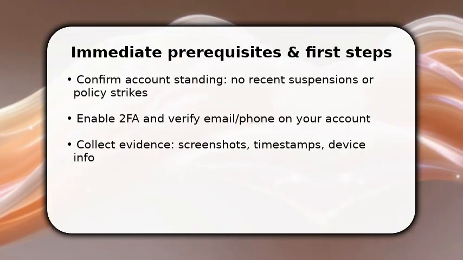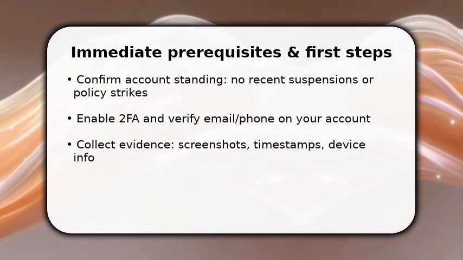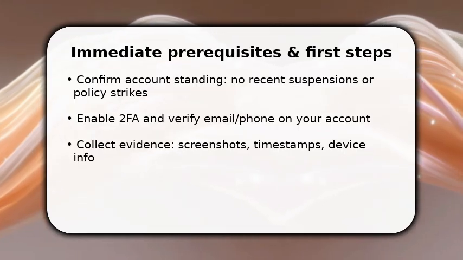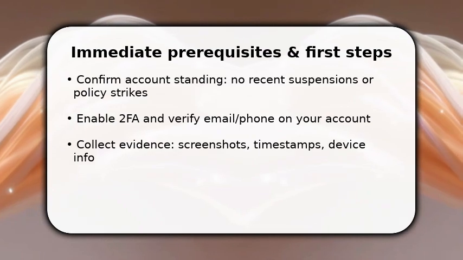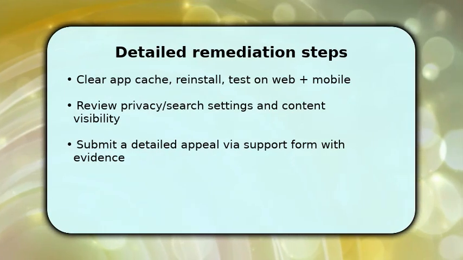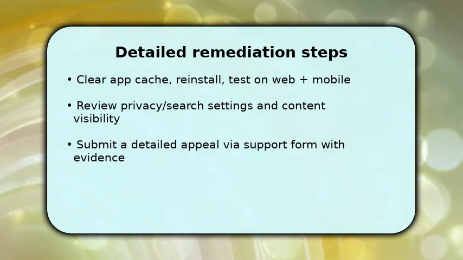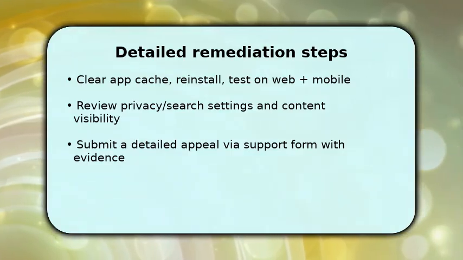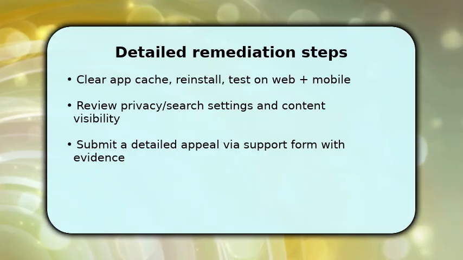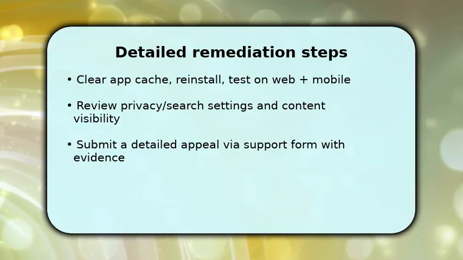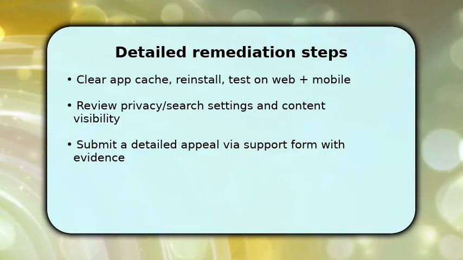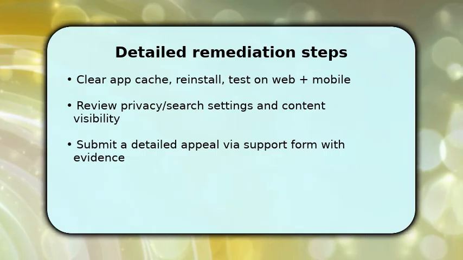Next, clear caches and log out, then back in to rule out local sync issues before moving to appeals and settings changes. Now you tackle intermediate fixes. Clear app cache and reinstall the app, then test search suggestions on both web and mobile to isolate client-specific problems. Review your privacy and search settings to ensure content visibility isn't restricted. Adjust tweet visibility or protected status if needed.